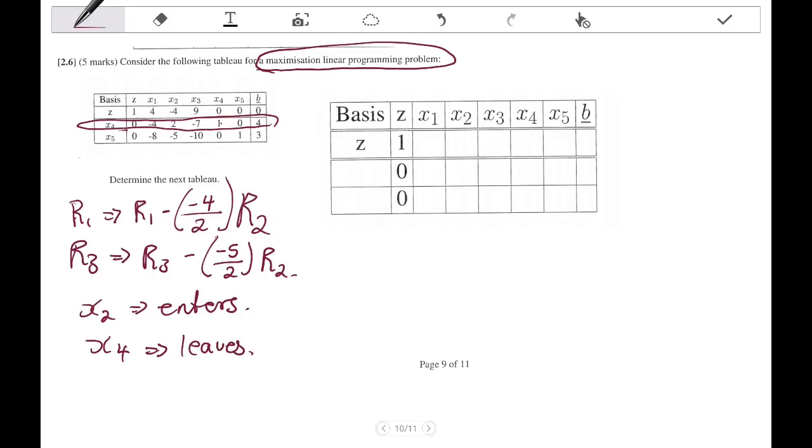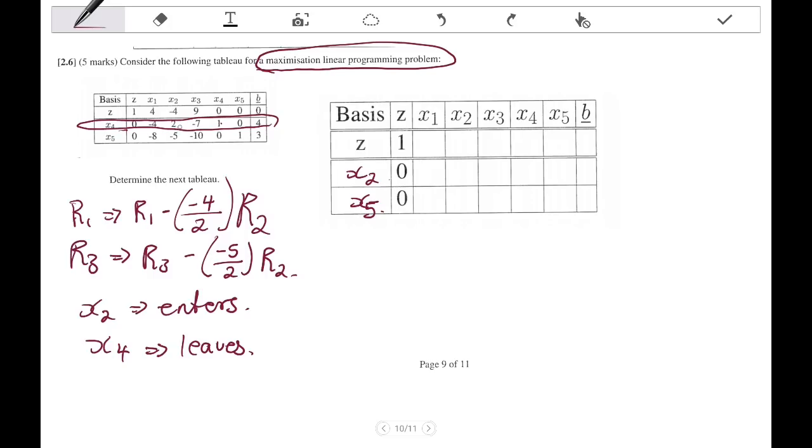If x4 leaves and x2 enters, the position of x4 is going to be replaced by x2. So here is x2. Remember this position was for x4, and it's replaced by x2 now. Next, x5 remains in the same position. Then you just do the row operation according to these algorithms: fill row 1 using this algorithm, and also row 3 using this algorithm.